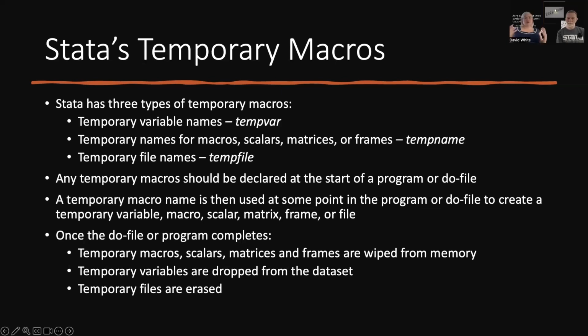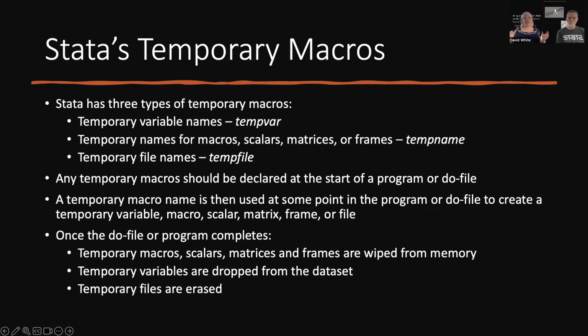Right. Okay. So anytime you set up a temporary macro, you declare this at the start of a program or a do file. Yep. And then at some point within that program or do file, you're going to use it to do something. So, for example, if you create a temporary variable name at the start of your program, at some point during your program, you use that temporary name to create a variable. Yep. And then when that do file finishes, that temporary variable is removed from your data set. So it's there from when it's created within the do file to the end. Yep. And then Stata drops it from the data set when it's finished. Right. Okay. So it's totally wiped.